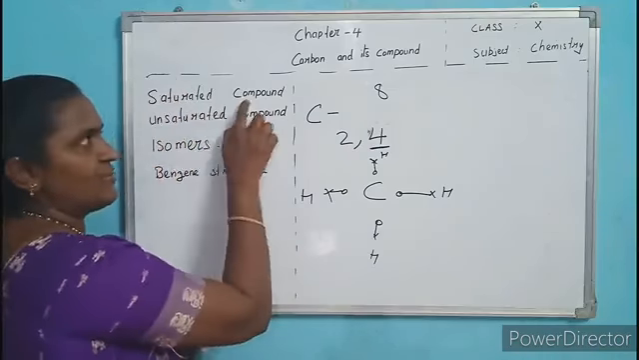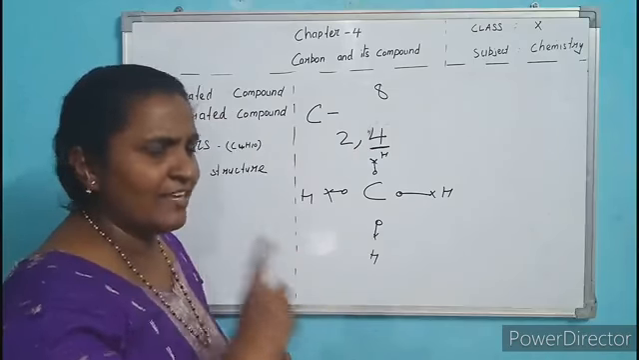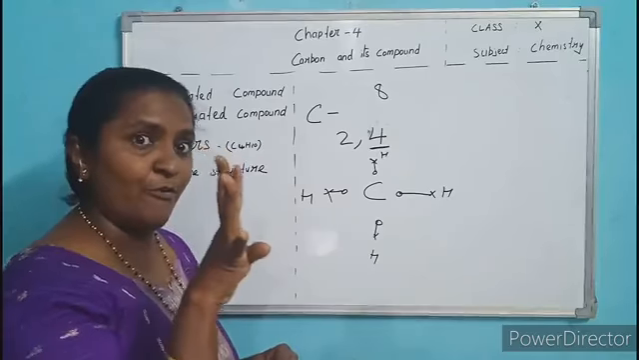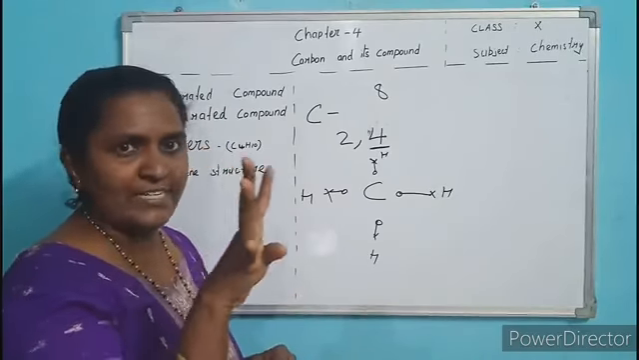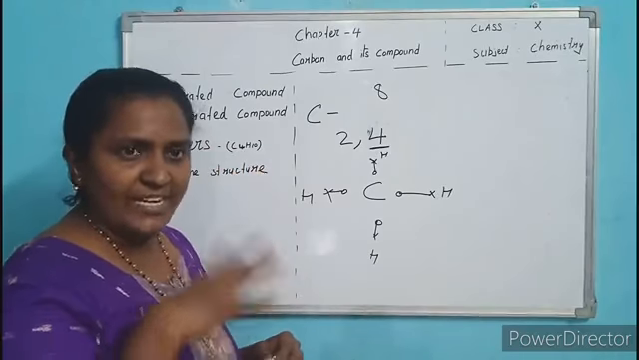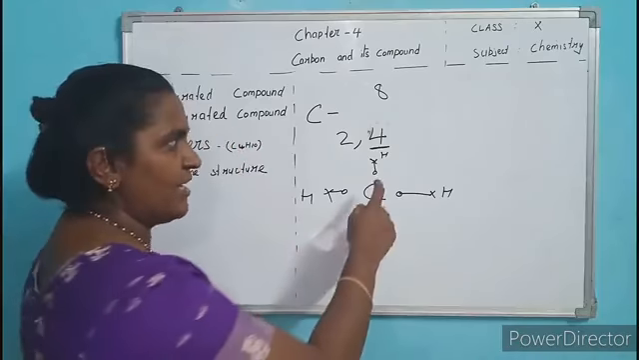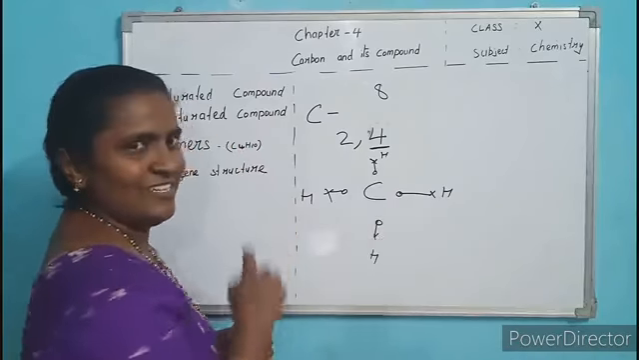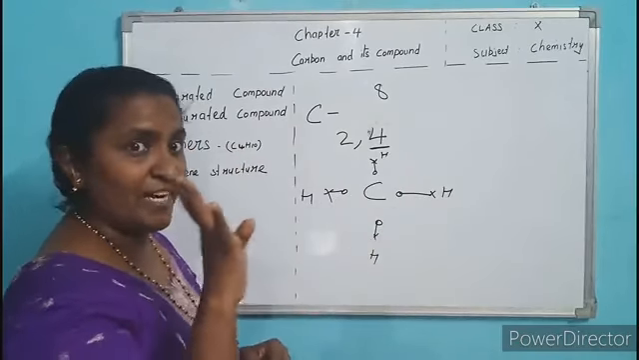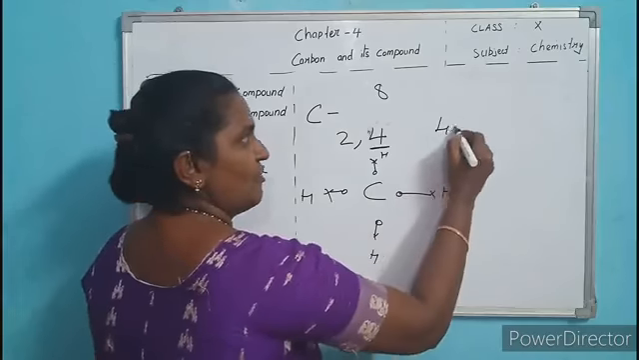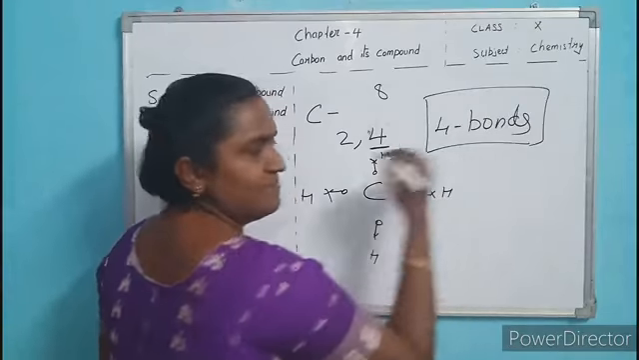Now what is saturated compound? So before that you should remember only one thing. Carbon makes 4 bonds. Because its outermost electron, 4 electrons are there. To attain stability, they make 4 bonds. Because each bond contains 2 electrons. So how many bonds do you have? 1, 2, 3, 4. Each carbon has 4 bonds. Only this thing is important for this chapter.